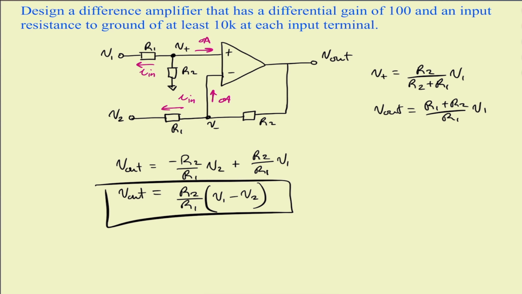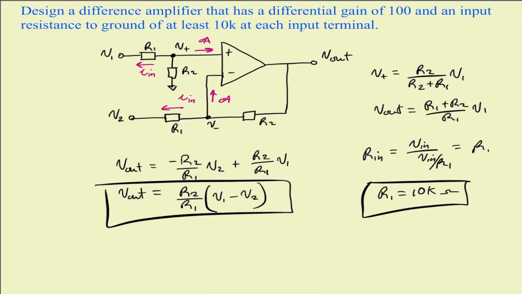So we can see that the input resistance R in is equal to V in over I in. I in is V in over R1. So V in over I in is just equal to R1. So the input resistance for both cases is R1. So that means we should choose R1 equal to 10 kiloohms, because here they ask for an input resistance of at least 10 kiloohms.